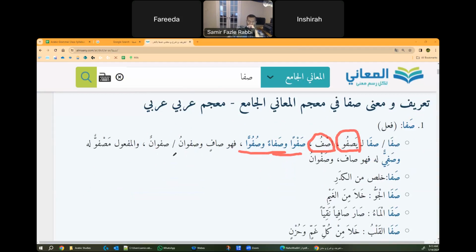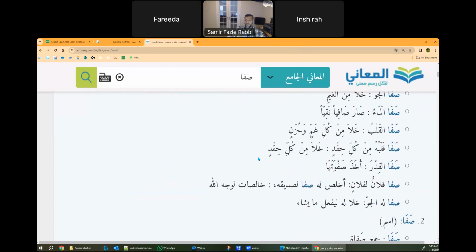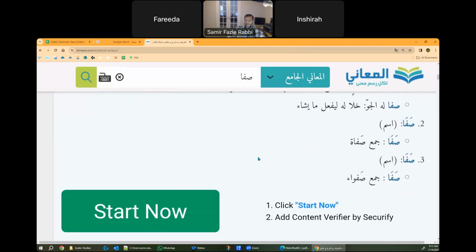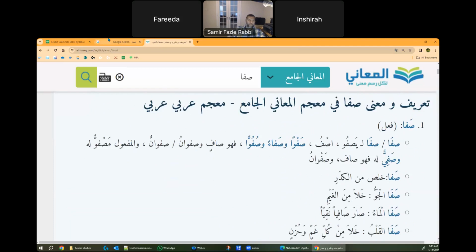Safiyun lahu. Okay, so now this is something different. And there's other possible meanings. There's like khalas min al-qadar, and then safa al-jaw, and the safa al-ma, safa al-qalb. Just different potential meanings for it, just like you'd find in an English dictionary. Or different uses, I guess you could say.